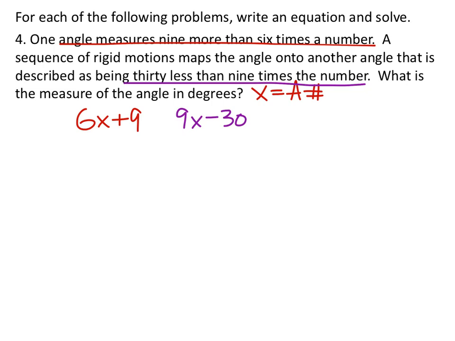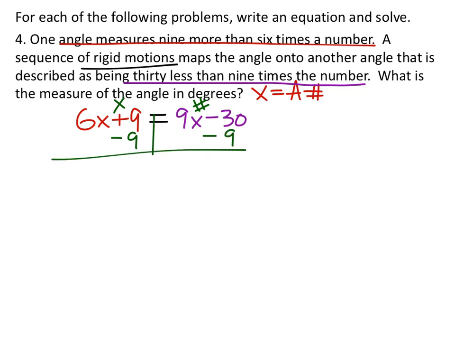Now, what we need to remember on this is that rigid motions keep the angle the same. So in other words, these two are equal. And I can choose to put my x on either side. I guess we can do this a little different. I'm going to put my x's on the left and the numbers on the right. So that plus 9 is on the x side. It shouldn't be there, so I've got to use a principle of equality to get rid of it.